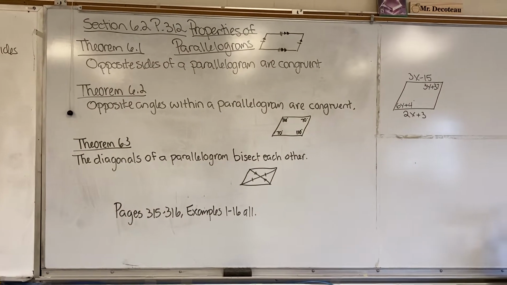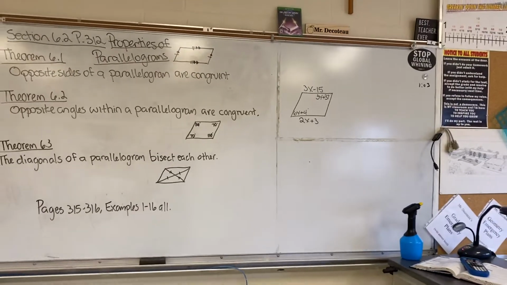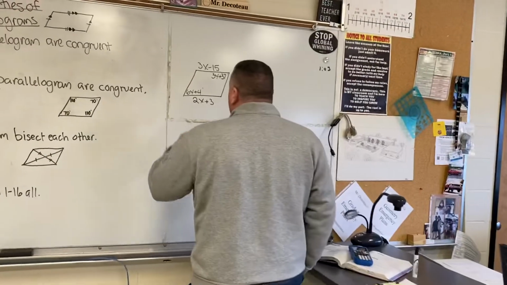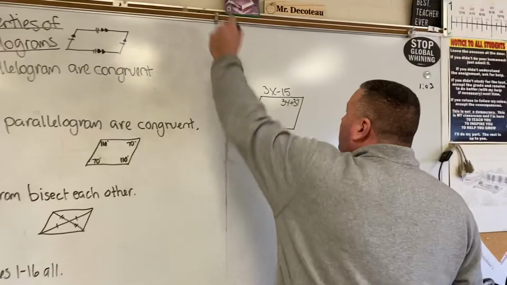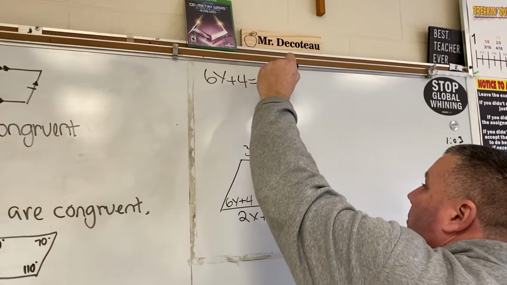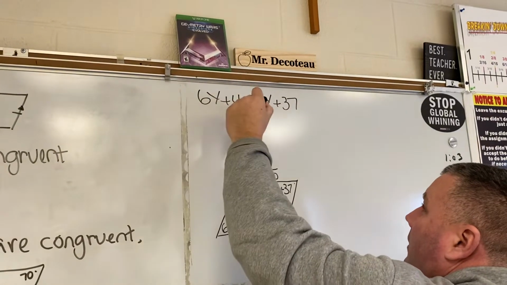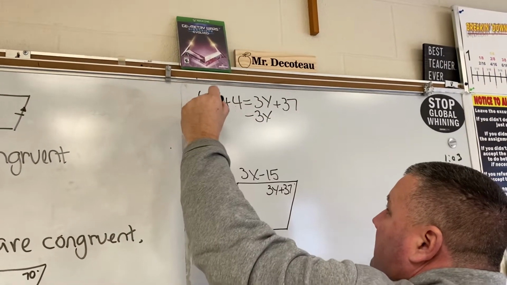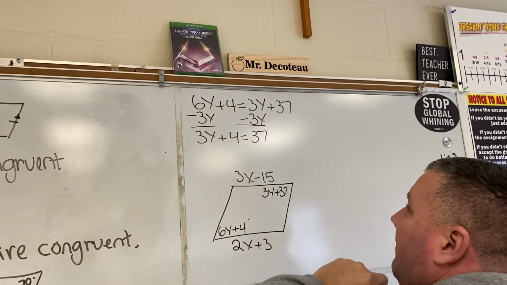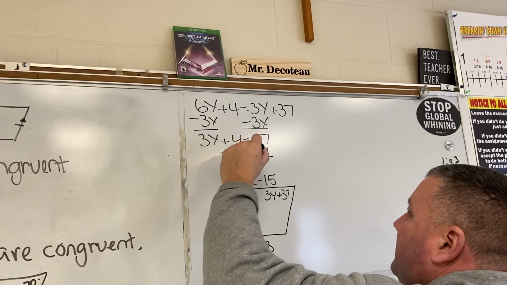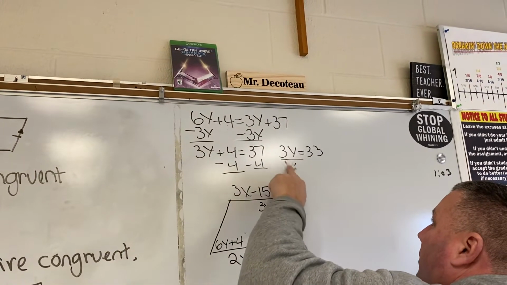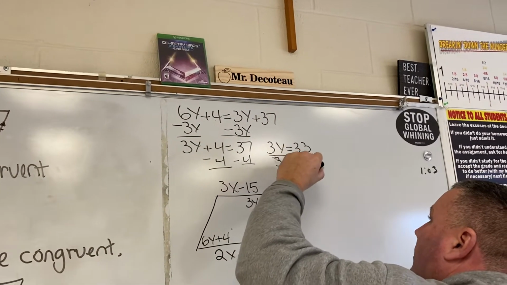Alright, so if we look to the right here, I've got a problem set up. I'd like to know the length of the sides and the measurement of those angles. Opposite angles are equal to each other. So 6y plus 4 is equal to 3y plus 37. We're going to subtract 3y from both sides. So 3y plus 4 is equal to 37. I'm going to subtract 4 from both sides. 3y is equal to 33. Divide both sides, not by y, by 3. Y is equal to 11.